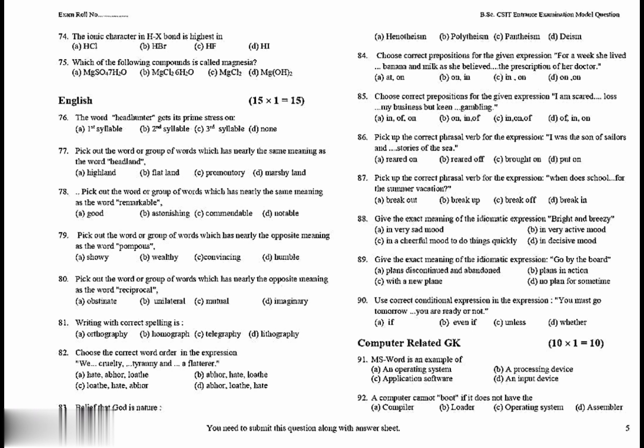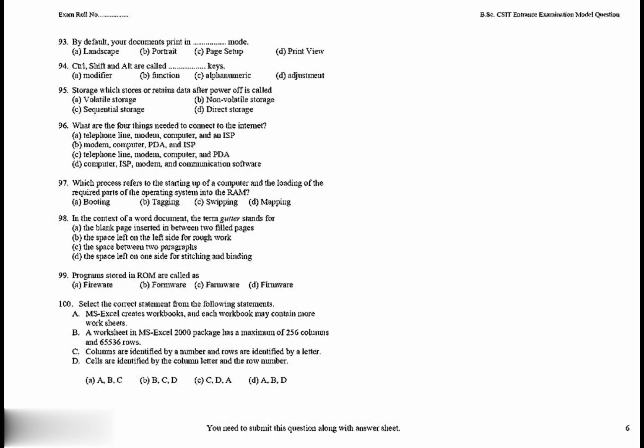92. A computer cannot boot if it does not have the A. Compiler, B. Loader, C. Operating system, D. Assembler. 93. By default, your documents print in mode. A. Landscape, B. Portrait, C. Page setup, D. Print view. 94. Control, Shift and Alt are called keys. A. Modifier, B. Function, C.